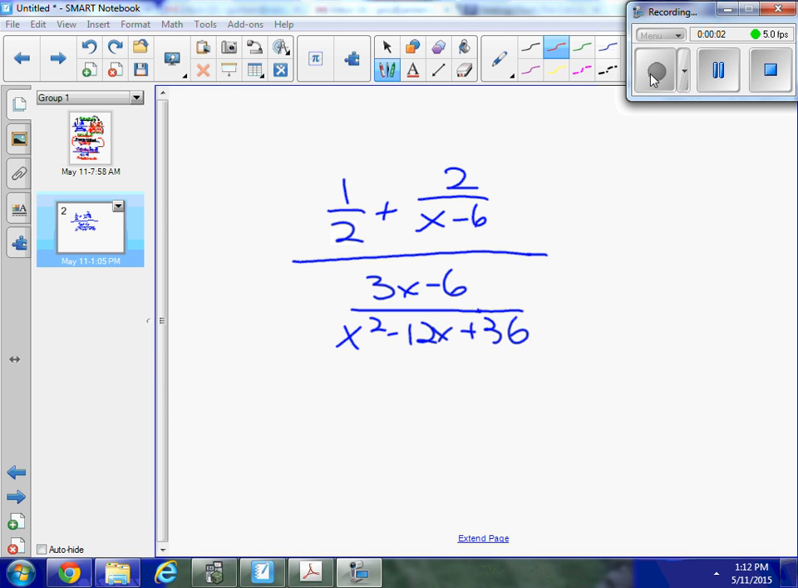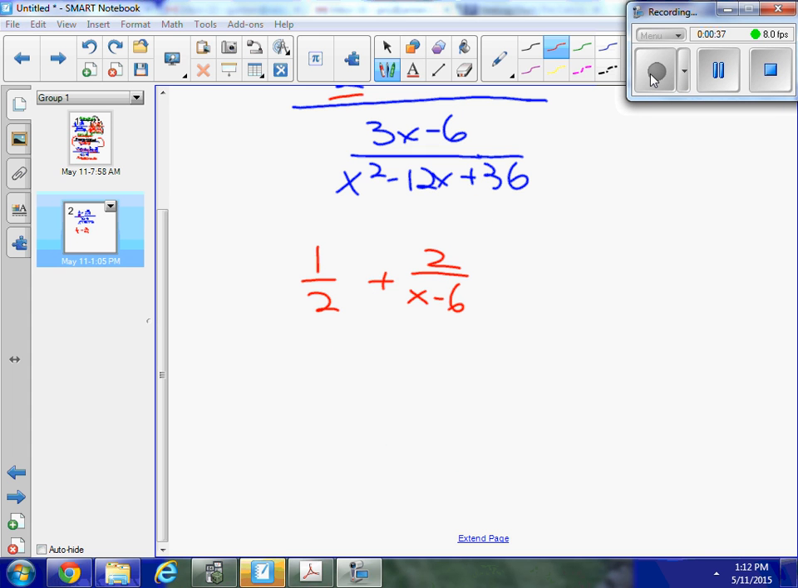So in this problem, I am charged with simplifying a complex rational expression. Before I do it, the first step I think I need to do is get each individual term factored as simply as I possibly can. So my very first term is 1/2, and I can't really change that, so I have 1/2, plus 2 over x minus 6. Not really a lot of factoring I can do there.